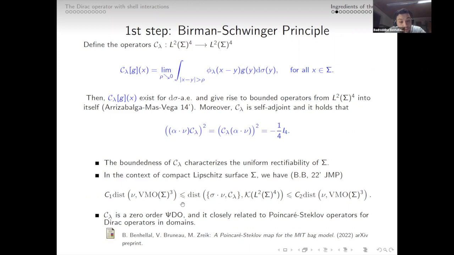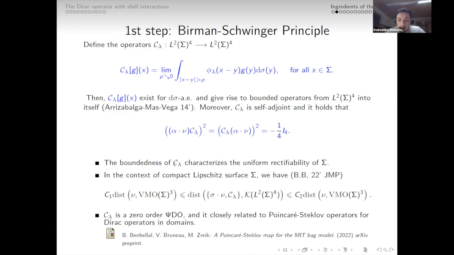Anyway, so the last point is that this Cauchy operator in the context of a C infinity smooth surface is in fact a zero order pseudo-differential operator and has many applications, for example, in the study of the point-characteristic law of maps for Dirac operators on the domain. So there are many links relating this Cauchy operator with Dirac operators in general.